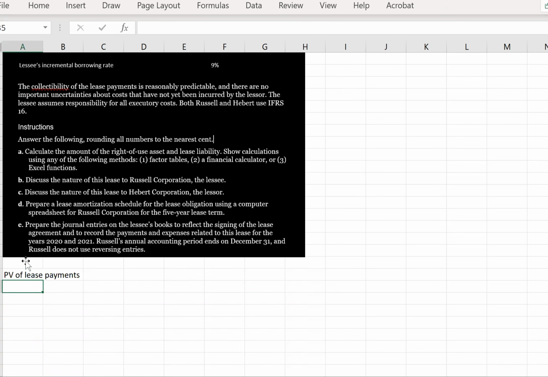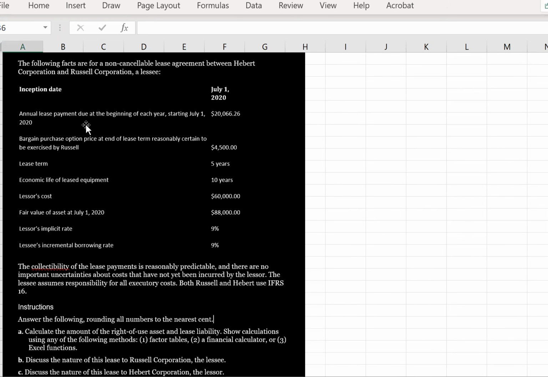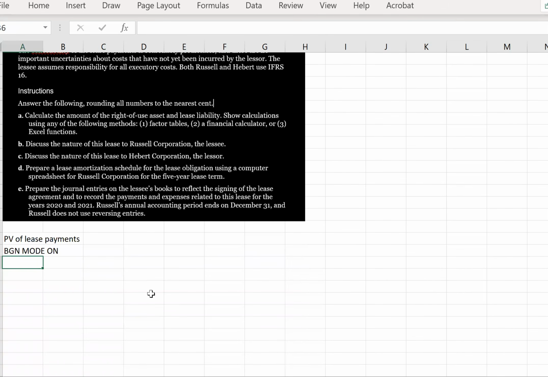So we need our begin mode on because we're told that the payments are due at the beginning of each period. So up here it says annual lease payment due at the beginning of each year. However, the year is July 1st, which we'll talk about. So we're going to have N is 5. Our I is 9. So it's 5 years, 9% interest. And the payment, which we're already told in the question, is going to be a cash outflow. So it's going to be negative 20,066.26.